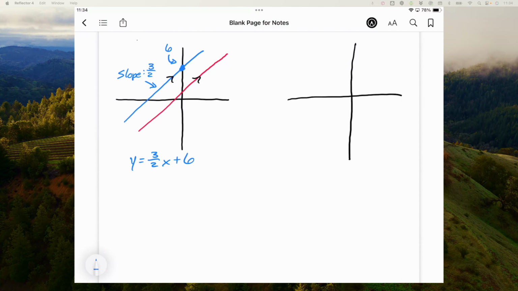I'll pause here. I'll ask the sub to pause the video here and give you time to get this written down.